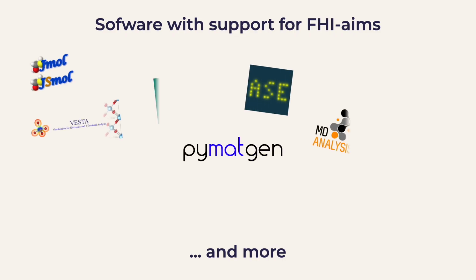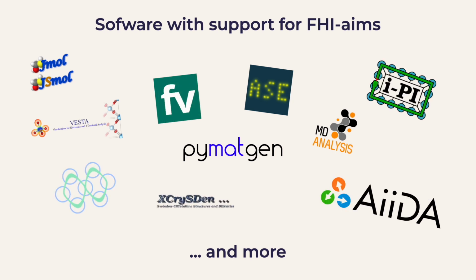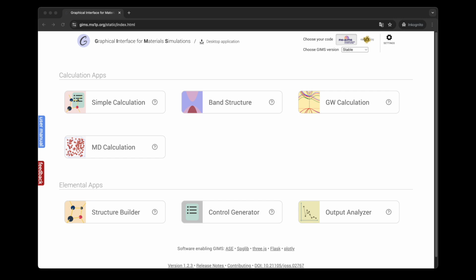FHI-aims geometry files can of course be visualized with several graphical programs, like VESTA, JMOL, XCrySDen, among many others. We also develop a graphical interface for materials simulations, or GIMS for short, that directly deals with FHI-aims files. With GIMS, you can visualize structures, create control files, and even analyze the output files after any FHI-aims calculation.